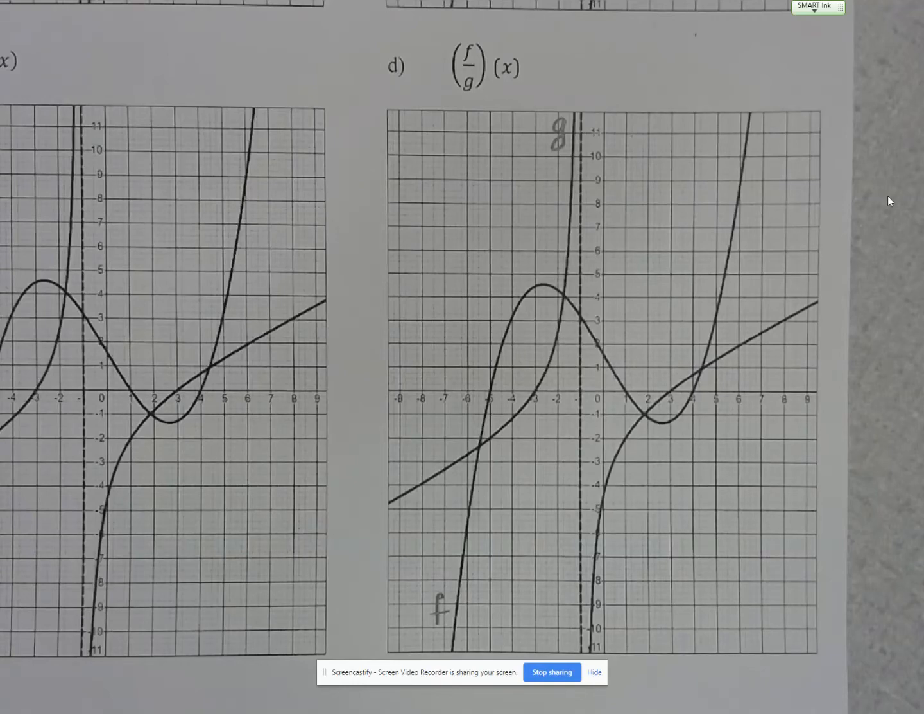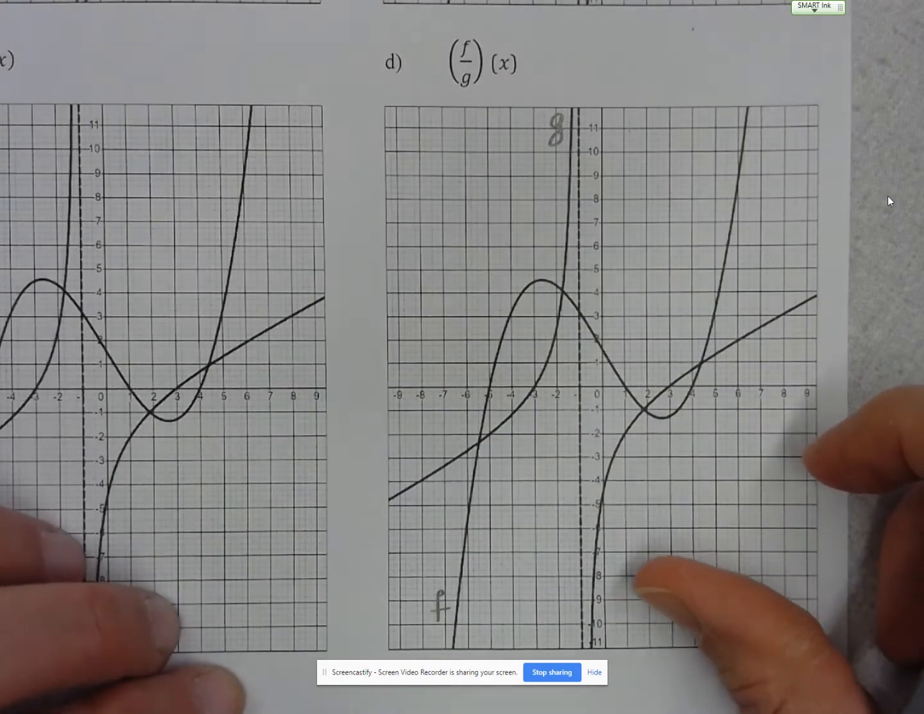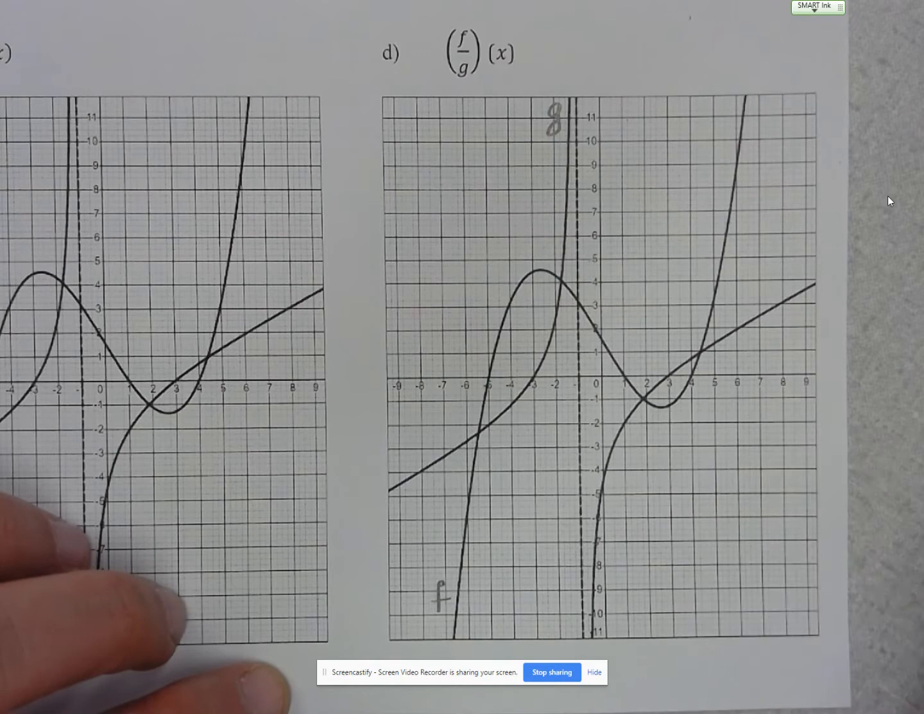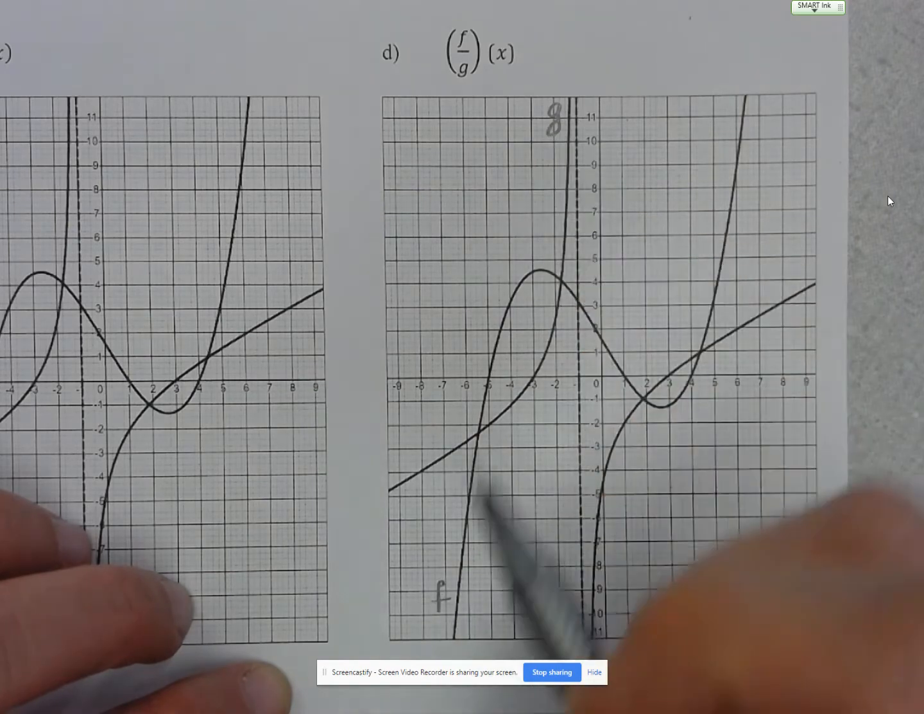Hi, folks. We're going to take a look at 3D from the Unit 6 Lesson 2 worksheet. And it's an example of graphing a combination of functions when you're given the graphs of the two original functions. So notice here we don't have the equations of these functions. We're going purely by their individual graphs. So here I'm looking at graphing f divided by g.